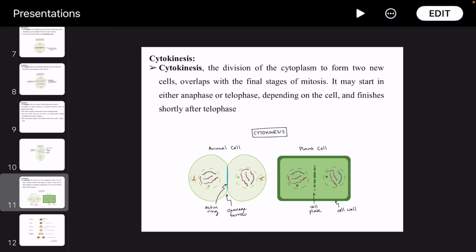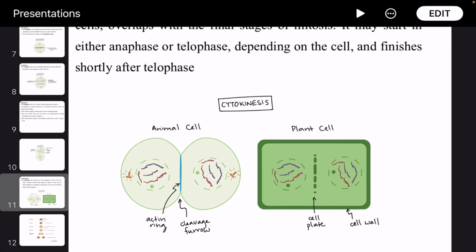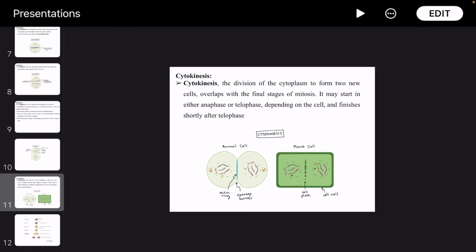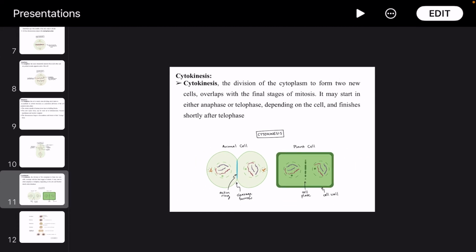Cytokinesis. In cytokinesis, the division of the cytoplasm to form two new cells overlaps with the final stage of mitosis. It may start in either anaphase or telophase, depending on the cell, and finishes shortly after telophase. You can see there are differences between the animal cell and the plant cell.